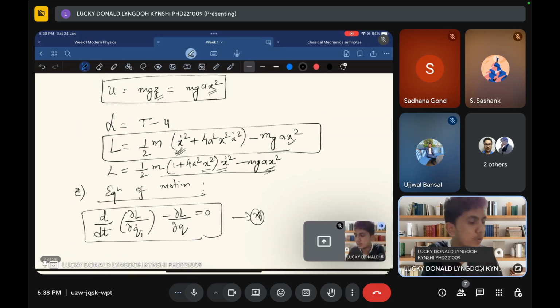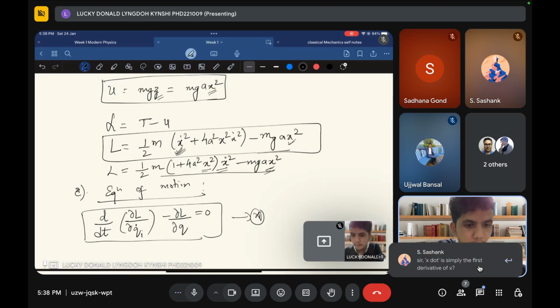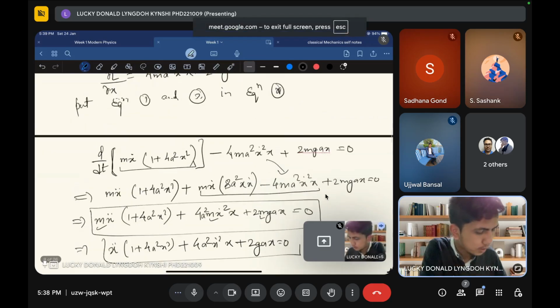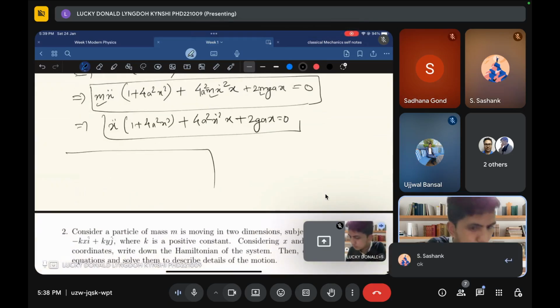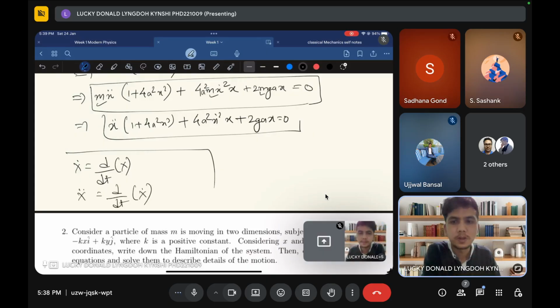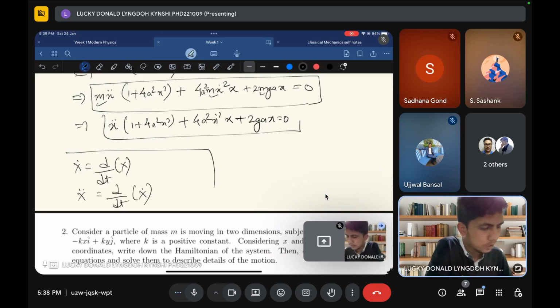Sir, x dot is simply the first derivative of x. Yes, correct. x dot is simply the derivative d by dt. So let me just clarify, maybe some slight confusion. x dot is d by dt of x. Okay, then x double dot is d by dt of x dot. Okay, fine. So thank you for that.